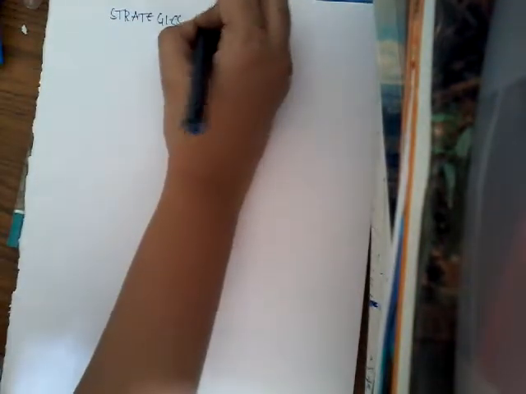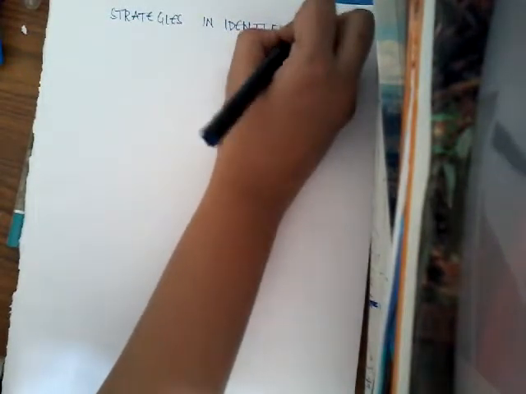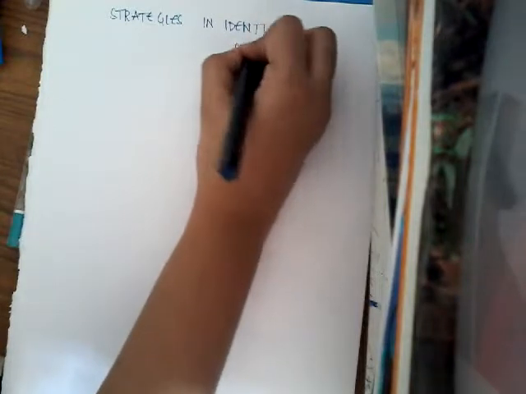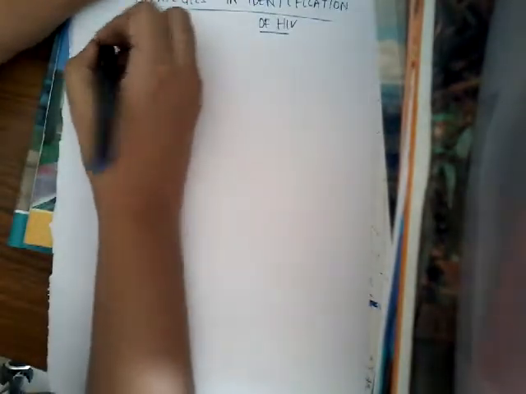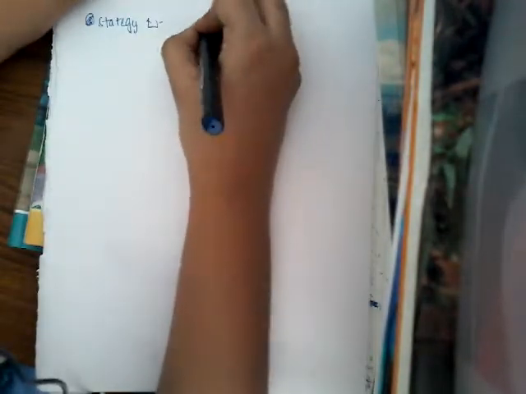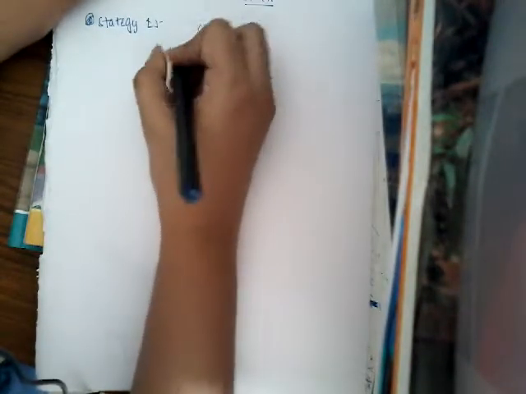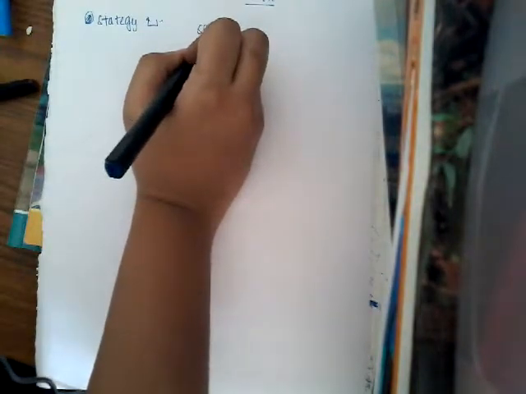Now the question is, how are you going to identify HIV? What are the strategies which are involved in the identification of HIV? First, strategy 1. In strategy 1, the serum is subjected to screening tests.